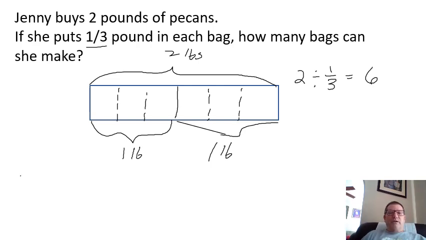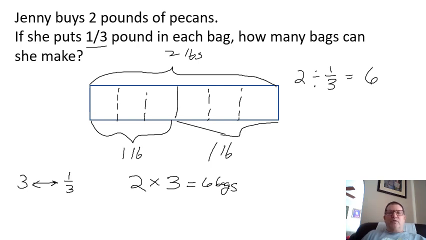Because 3 is the opposite of 1/3, and 1/3 is the opposite of 3. So that is the reason you can say, well, 2 pounds, and I'm going to have 3 bags apiece. 3 bags in each pound would give me 6 bags.